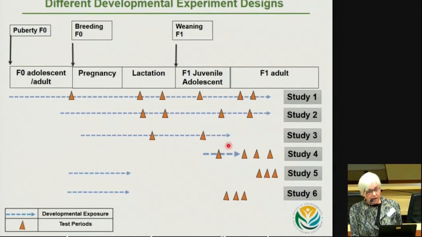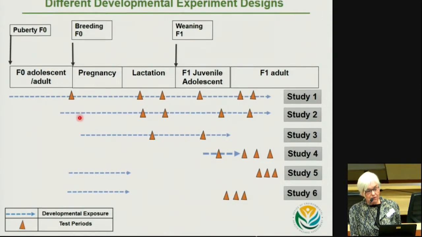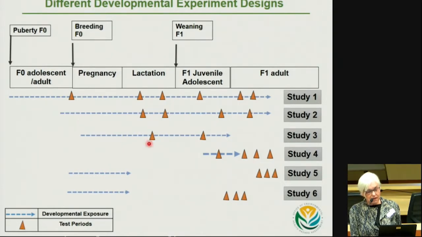Other studies begin a little bit later, but continue for a long time, just before pregnancy, after pregnancy starts. There are some studies that expose only during pregnancy, and some studies that expose only during juvenile and adolescent brain development. So this entire period from the beginning of pregnancy all the way through puberty and beyond, now we know, is a time when brain development occurs and when it's appropriate to do a developmental toxicology study.